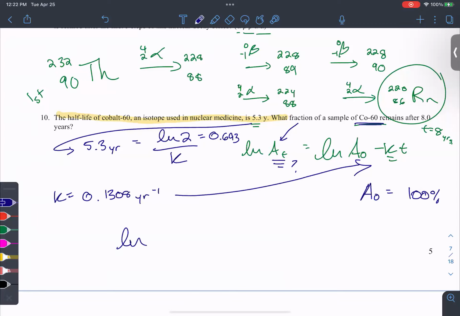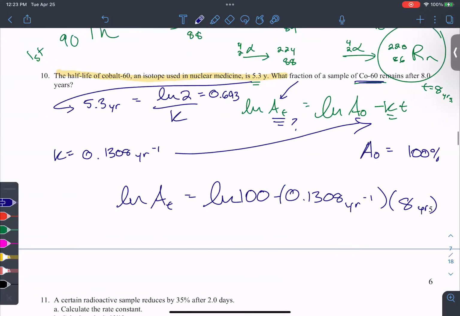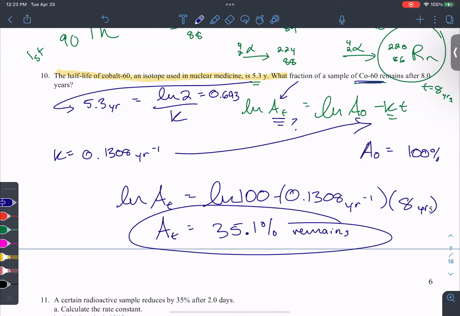So natural log of concentration at some time equals natural log of 100 minus 0.1308 years to the negative 1. That's k times the actual time that has elapsed, and that's 8 years. All right, and when you solve for that, and then you take the e to both sides to undo the natural log, you get that 35.1% remains. That's how much is left.